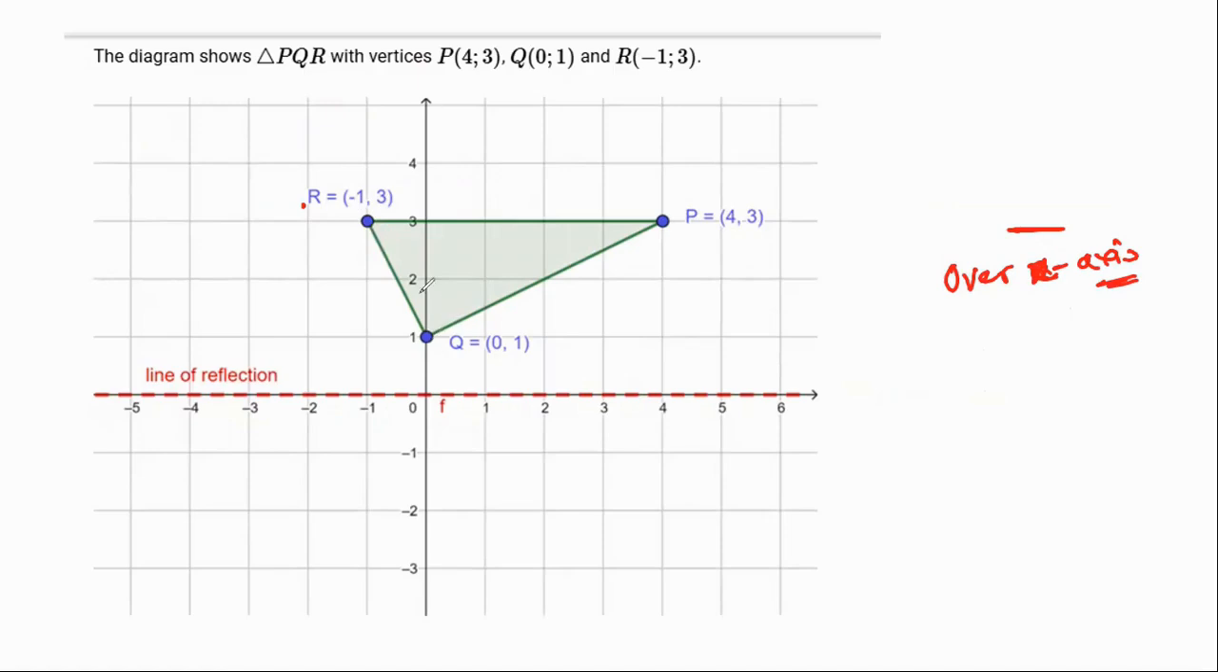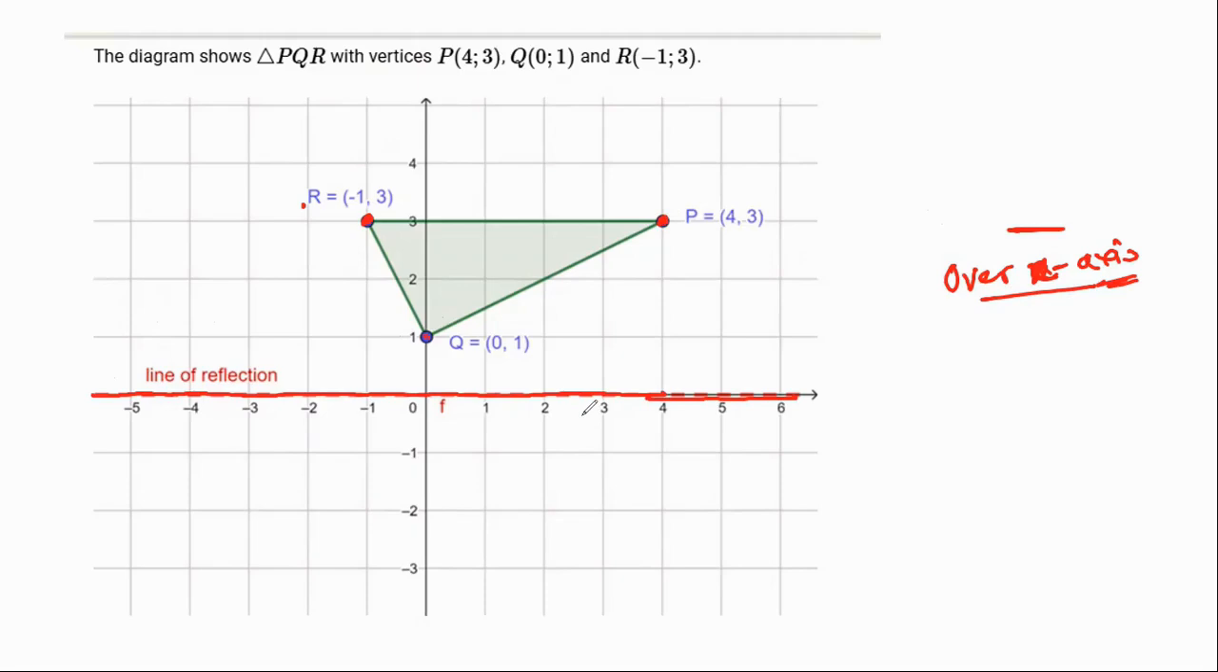Now, what we will do here, across the x-axis means this is my x-axis. This is my line of reflection. Either it is written across the x-axis or it is written line of reflection. So whatever the points that you have, you just have to change the sign. You just have to change the sign of y. That's it. Okay. You just have to change the sign of y, nothing else. X will be the same.